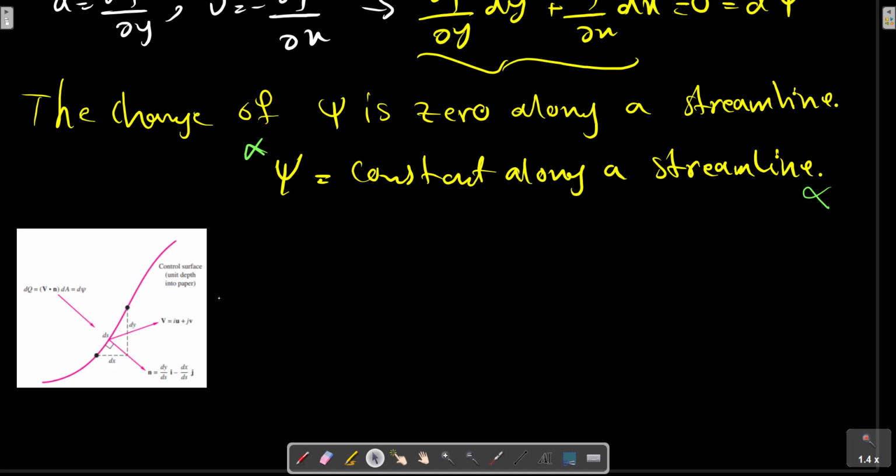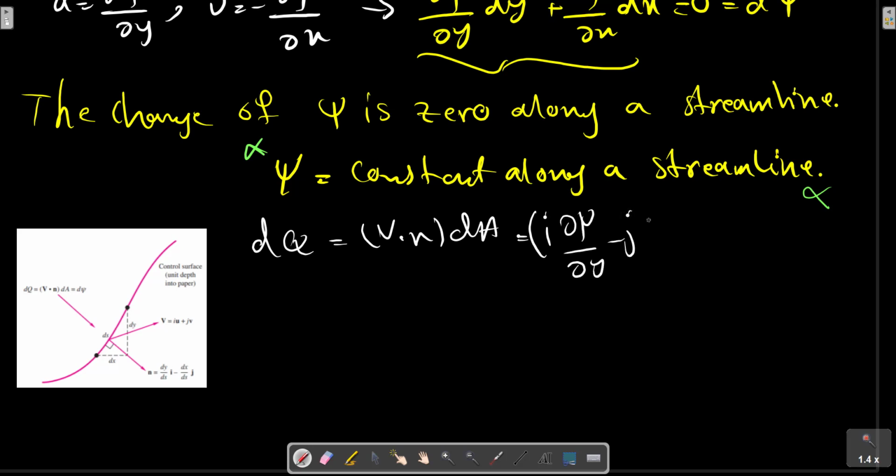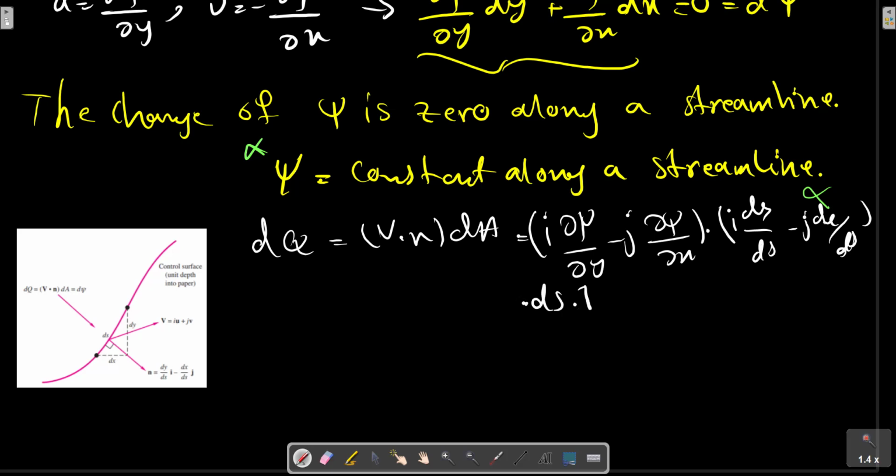Consider this picture. We can compute the volume flow dq through an element ds of control surface of unit depth. dq equals V dot n dA, the dot product of the velocity with the unit vector, which is i dy on ds minus j dx on ds, multiplied by dA, which is ds multiplied by 1.